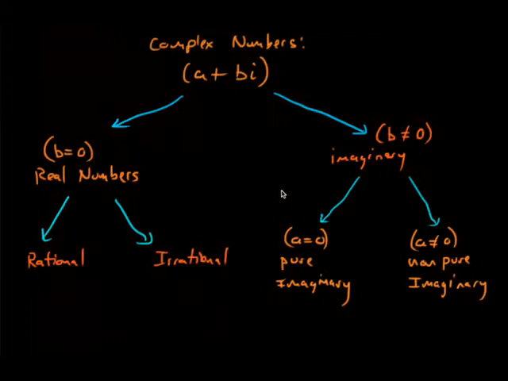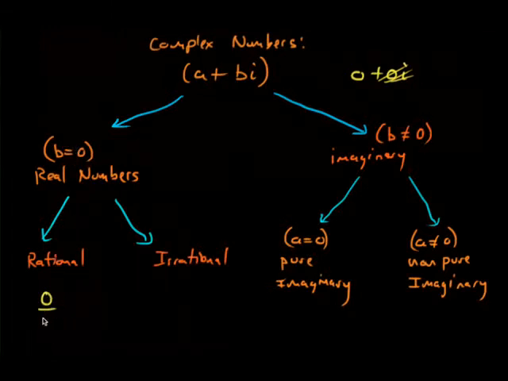Actually, speaking of which, where would the number 0 fit in this category? Right? So 0 would be the same as 0 plus 0i, right? So the 0 part breaks it down over here. 0 is a rational number because I could write it as 0 over 1 or 0 over 10 or 0 over 73, right? That's all 0. So that's where 0 would fit. Figured I'd point that out. Okay, so those are complex numbers.